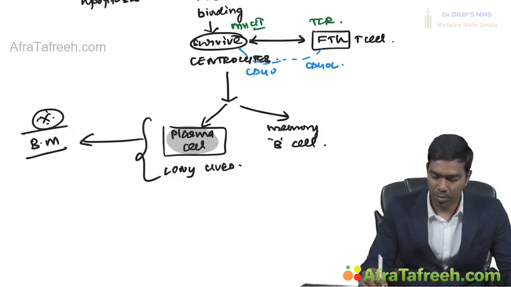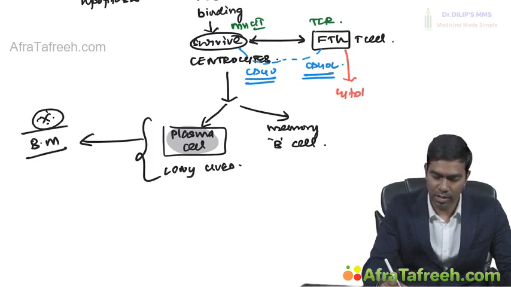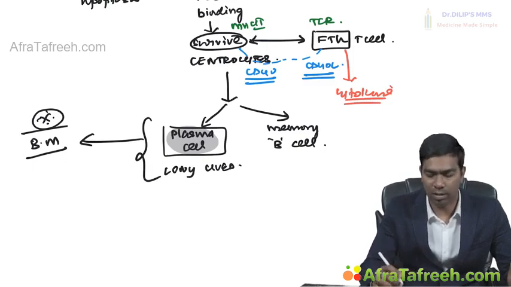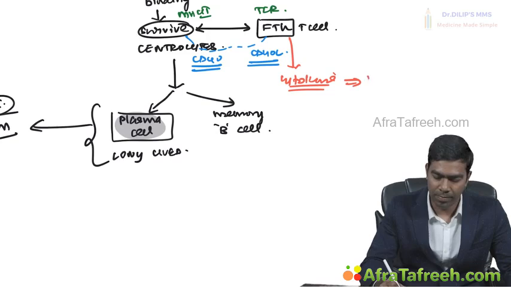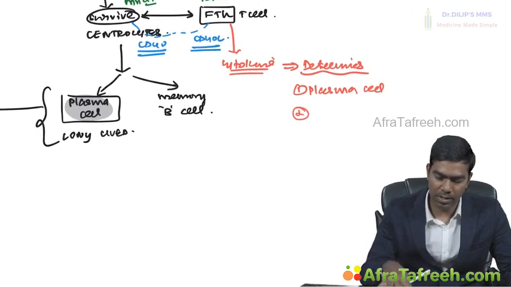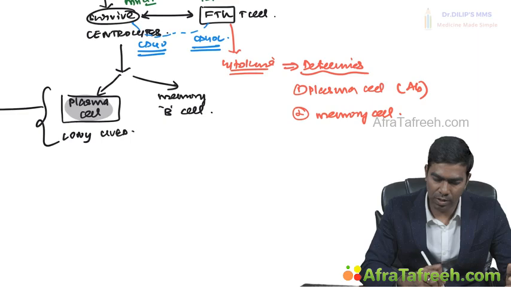Clear? So remember, during this CD40 ligand interaction, the cytokine that is secreted by the T cell determines two things. It determines whether it will become a plasma cell, because the plasma cell is going to secrete antibodies, or whether it's going to become a memory B cell. So that's what is going to determine.